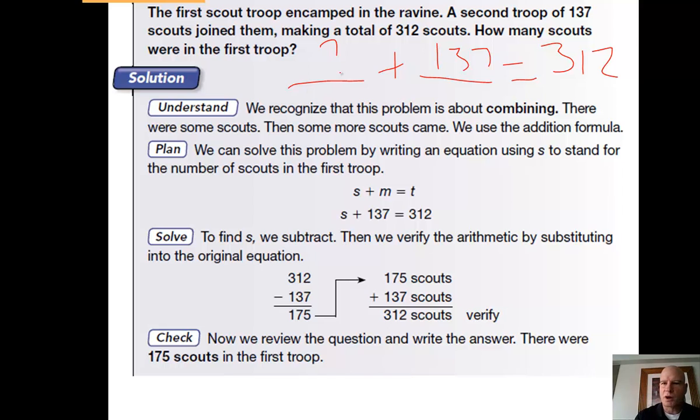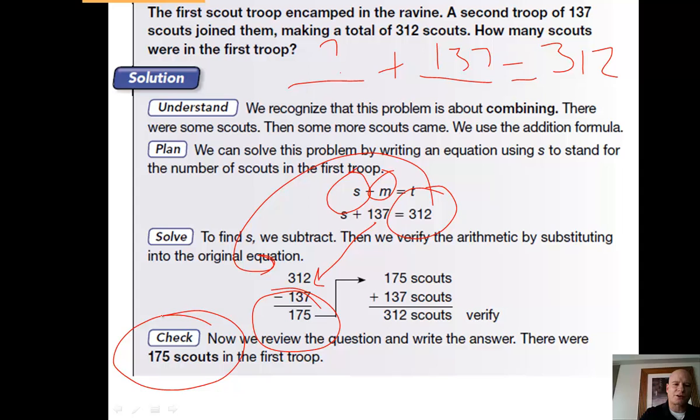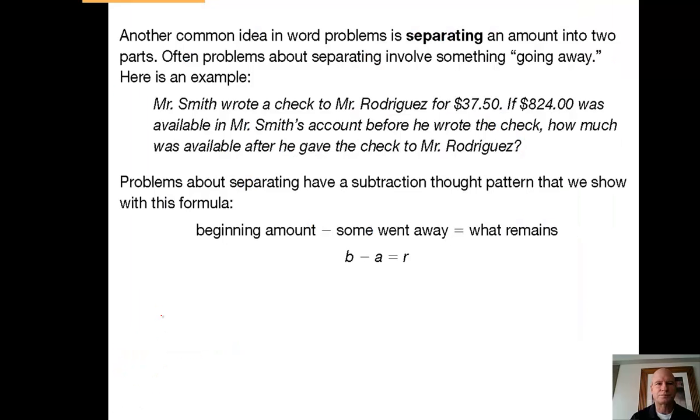Okay, we recognize that this problem is about combining. There were some scouts, then some more scouts came. We used the addition formula. We can solve this problem by writing an equation using S to stand for the number of scouts in the first troop, M for the number in the second troop, and T for the total amount of scouts. Then we just subtract. We take our 312 and we subtract how many we know we have, which is 137. And that tells us the missing amount in troop number 1. So for this example, our answer is 175 scouts. Pretty easy stuff. Should be review for you. If it's not, please get with me tomorrow so that we can go over it.